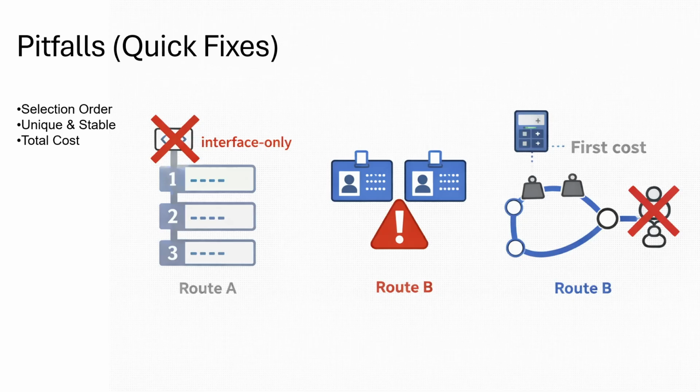4. OSPF chooses fewest hops. No, OSPF chooses the lowest total cost. 5. Only the first link cost matters. No, OSPF adds all of the links across the whole path to get the total cost.